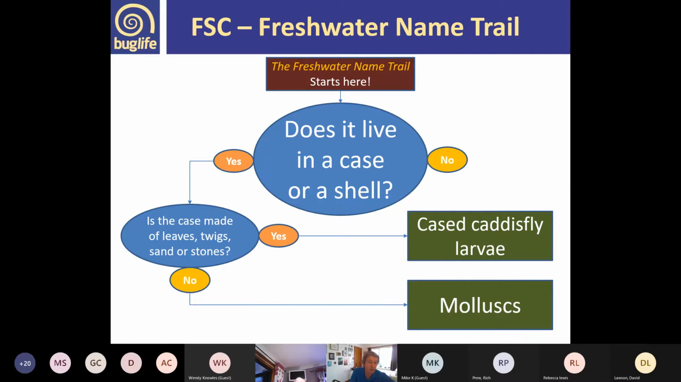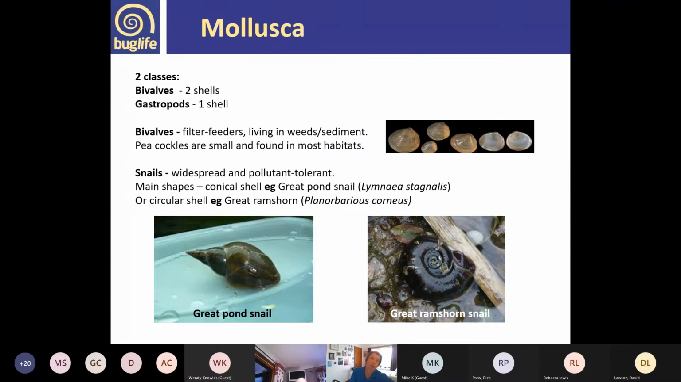If it doesn't live in a case or shell, then we're going to move on to the next slide after we've covered the first two topics here. So the phylum Mollusca, as I said earlier, covers two different classes, two groups of animals. Firstly, the bivalves, and then the gastropods. Bivalves quite literally means two shells. Gastropods have one shell.